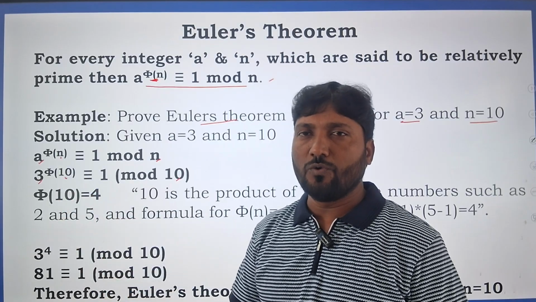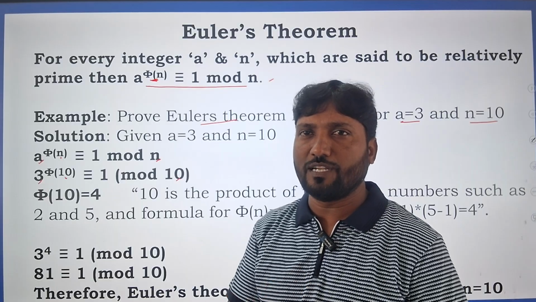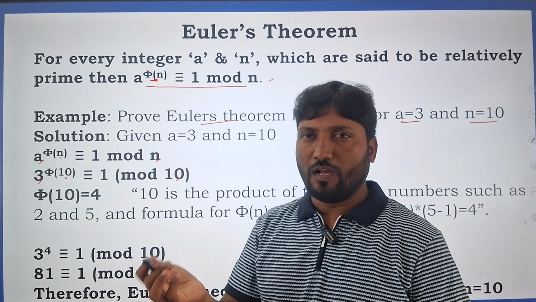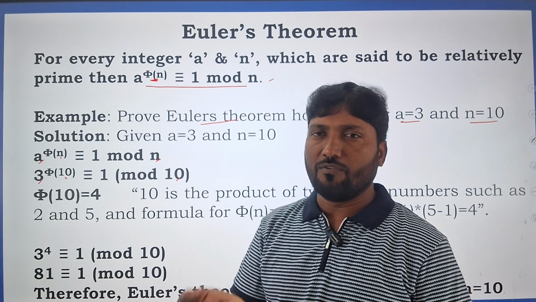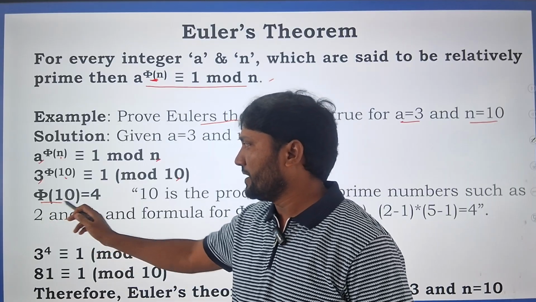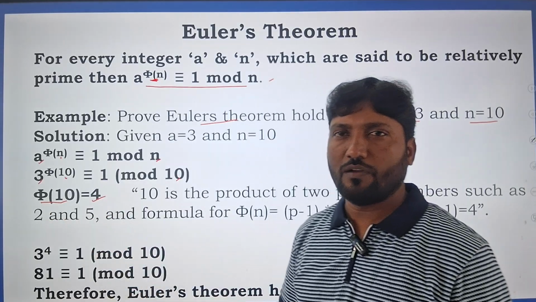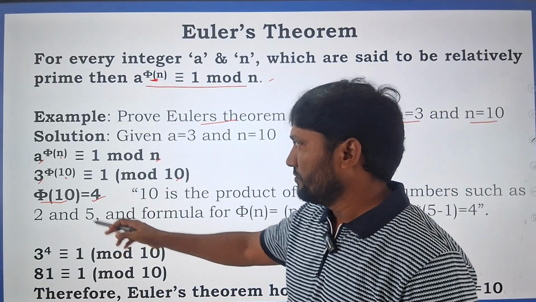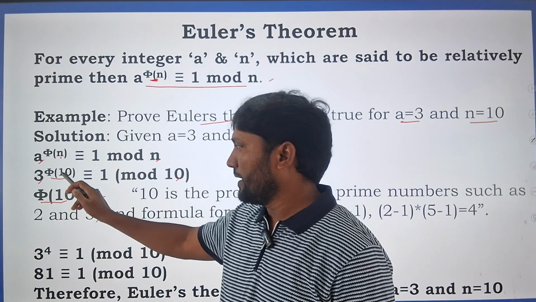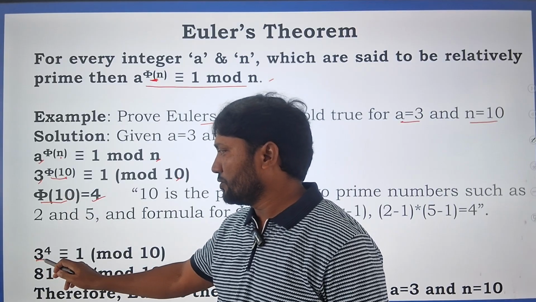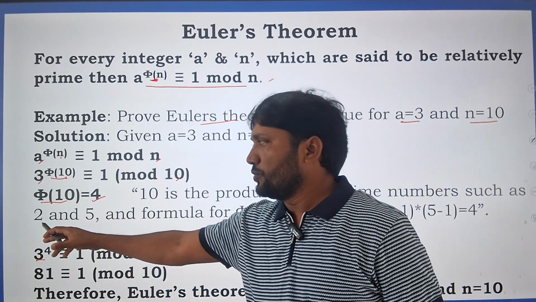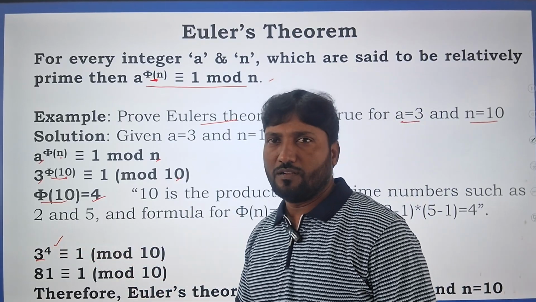As we know how to calculate the Totient function of 10: take the lesser numbers than the n value and calculate the GCD of each value with n, then we will get that phi of 10 becomes 4. Phi of 10 becomes 4. Now we are going to substitute phi of 10, so 3 to the power of 4. How do we get that? 10 is 2 into 5.